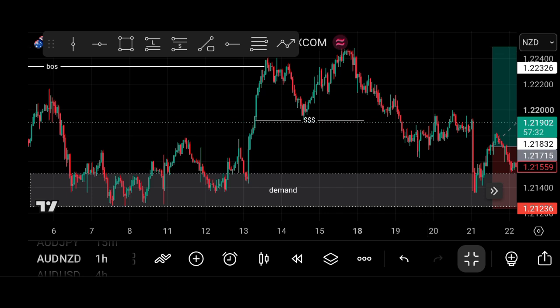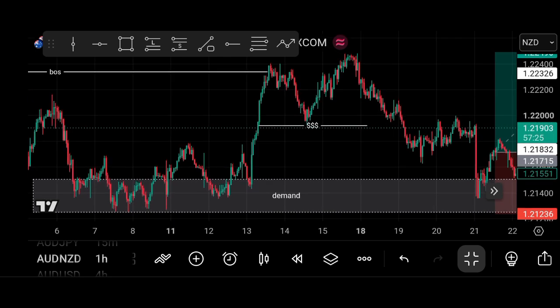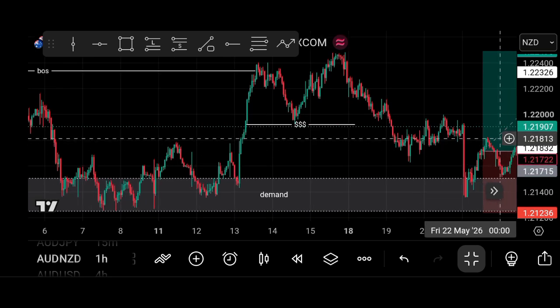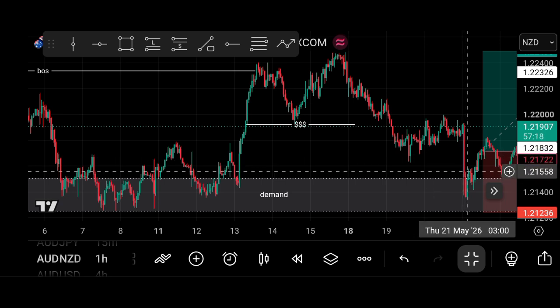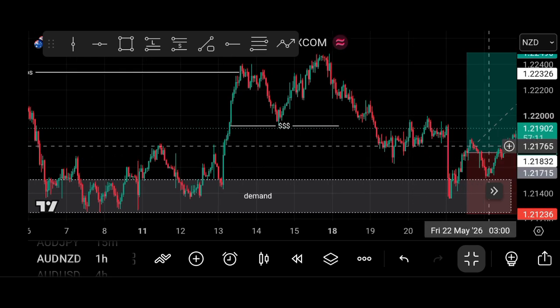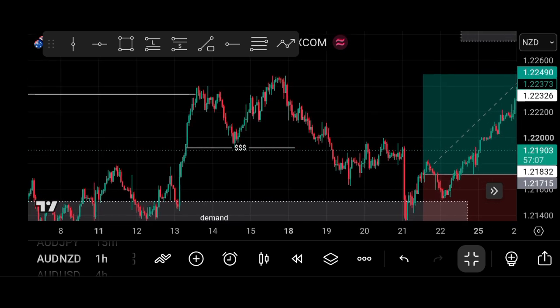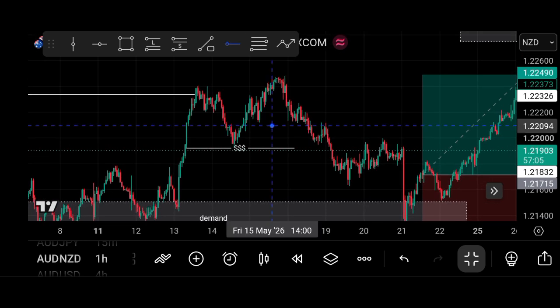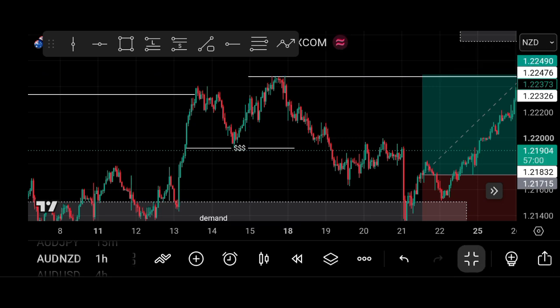However, I wanted to get further confirmation before I entered, and so ideally I should have waited for price to break this high. But since I saw price cleared this low here, this minor lower time frame swing low, I decided to enter at this area and target this high. And what do we see? Price played out nicely. That's one of the advantages of entering at your demand zone when you are following the trend direction.